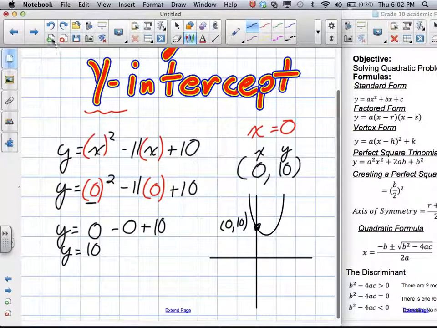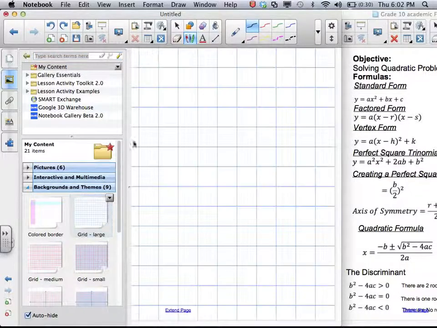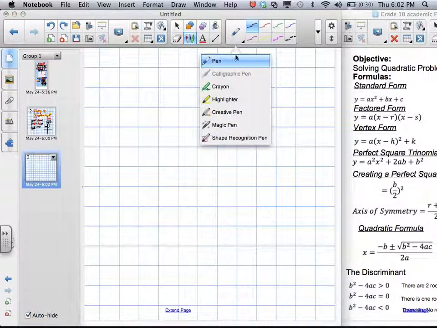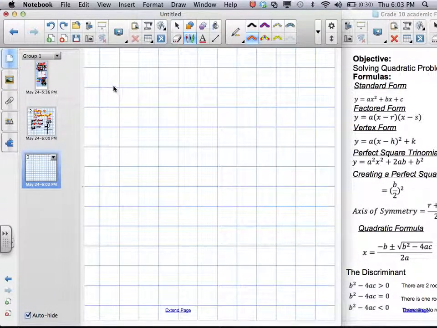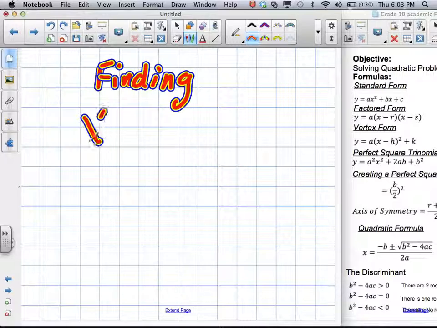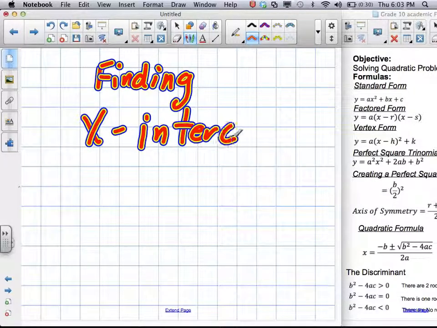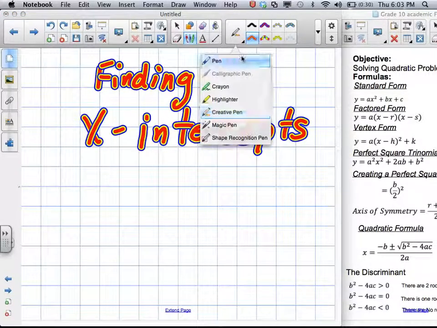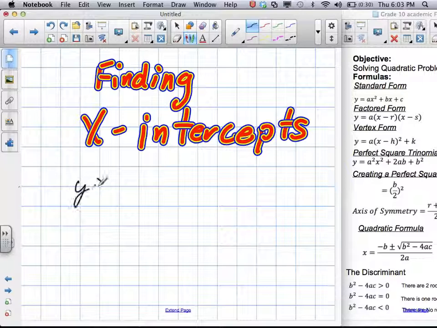Okay? Now on our next page, what we're going to do here is look for the x-intercept. So, finding x-intercepts. This is more complex. Okay, we're going to take the same question, y is equal to x squared minus 11x plus 10, and we're going to talk about what we need to do.